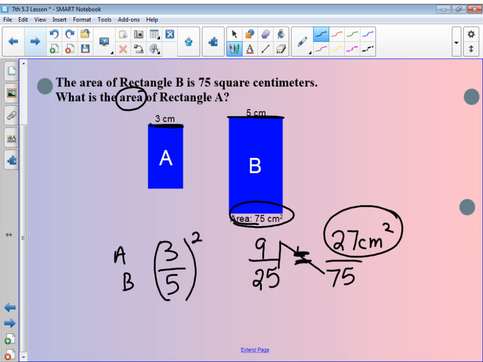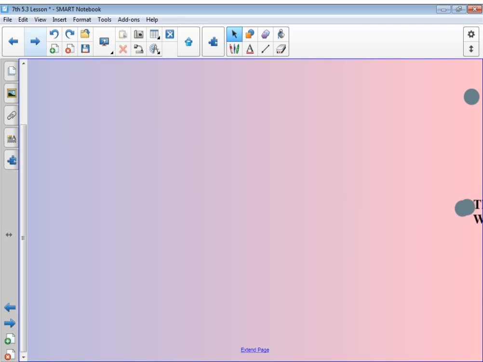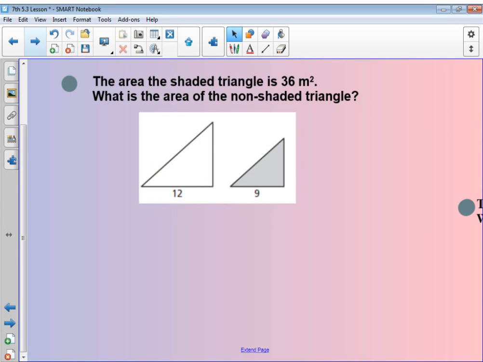Okay, so one extra step. We have to remember, take those ratio sides and square them. Okay, so I'm going to give you guys one to try. Okay, the area of the shaded triangle is 36 meters squared. So I'll just write that on here. So this one is 36 meters squared. What is the area of the non-shaded triangle?